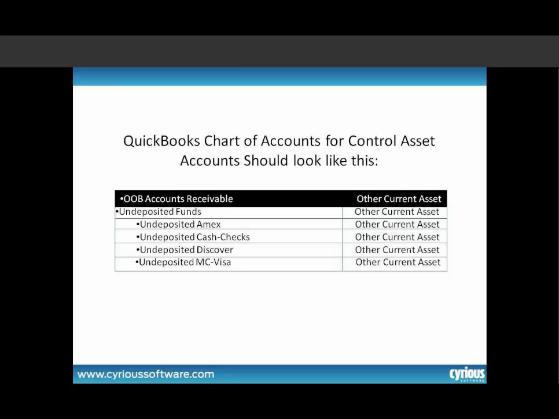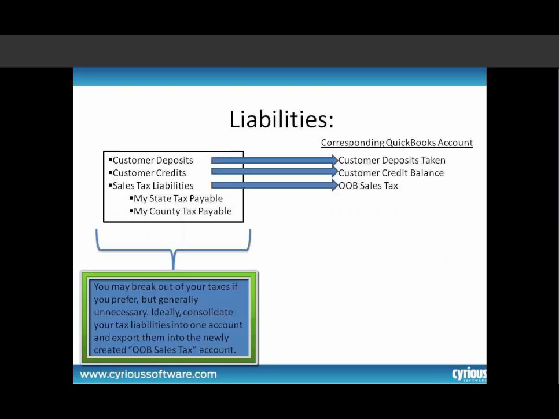Now, looking in the chart of accounts in QuickBooks, in terms of the asset accounts that you are going to bring over from Sirius, your chart of accounts should look something like this. You should have an OOB accounts receivable account as an other current asset, and your undeposited funds with its subcategories, such as Amex, cash checks, Discover, and MasterCard and Visa.